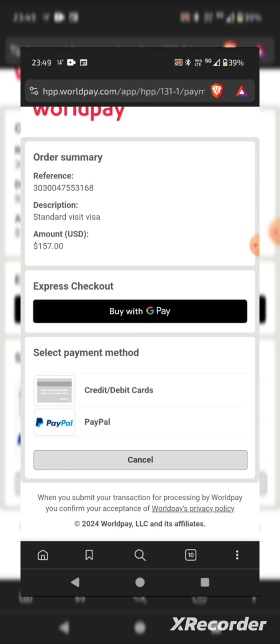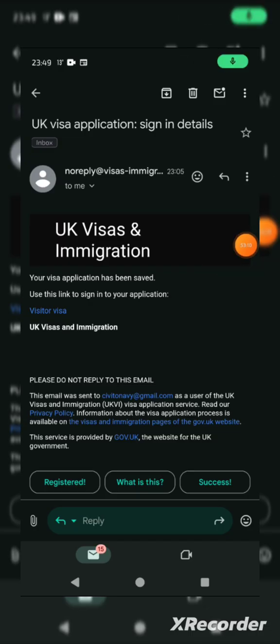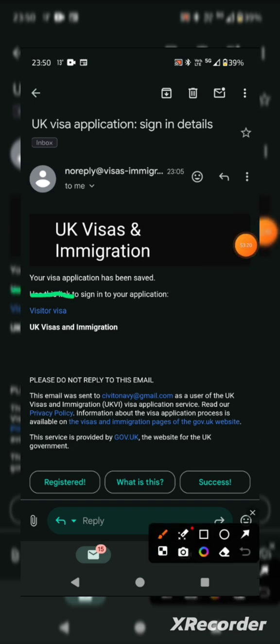So let me show you guys the email you will receive when you create your account. As you can see, this is my account, right? This is the email that I'm using. If you want to go back to the application, just come here and click on this visitor visa. It's going to take you back to the application and you can continue, edit, or do all those things there.